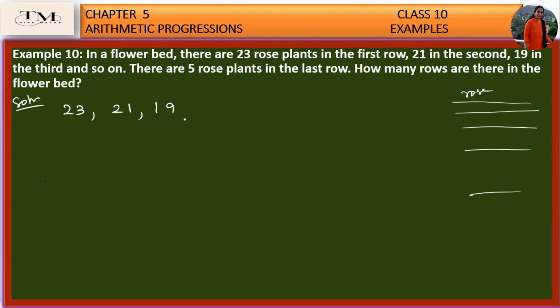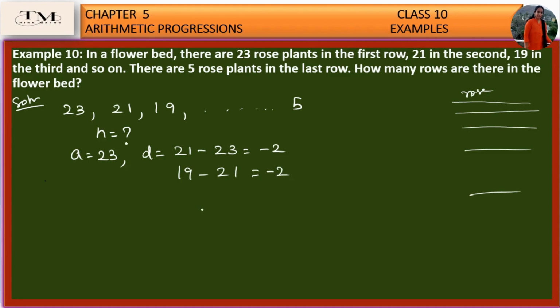In the third, they have 19. And so many rows are there. In the last one, they have kept 5 rose plants. We have to find how many rows are there. So we have to find what is n. Here A is equal to 23 and we have to check whether it is an AP or not. So D is equal to second term minus first term, which is minus 2, and third term minus second term, which is also minus 2. So this forms an AP.